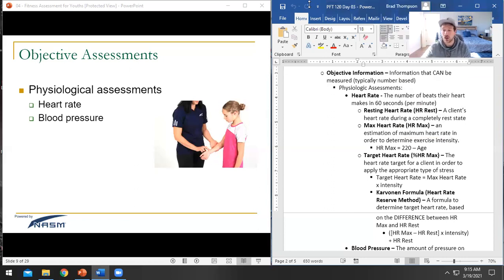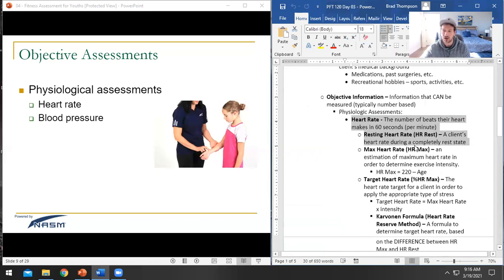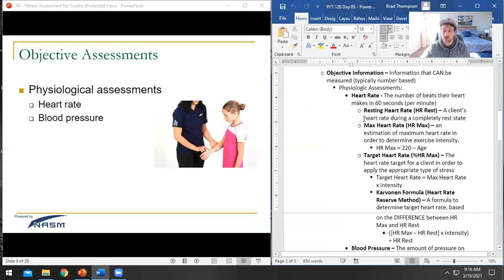Luckily, this is the first thing on our assessment list here. So they just got done doing all their subjective information. You ask them a series of questions. So they've been sitting down the whole time. So it's actually a really convenient time to do this, right? So that's your heart rate rest or your resting heart rate.